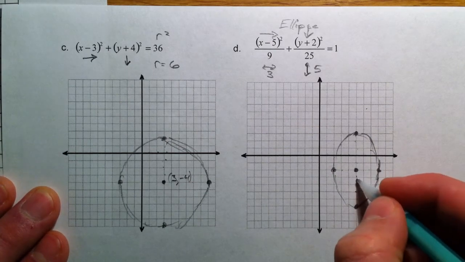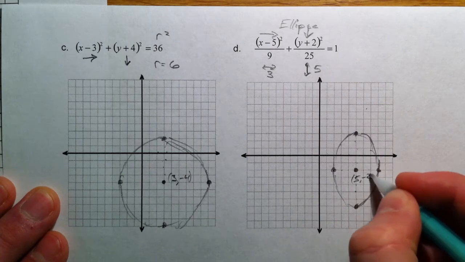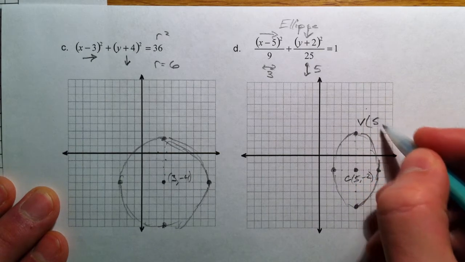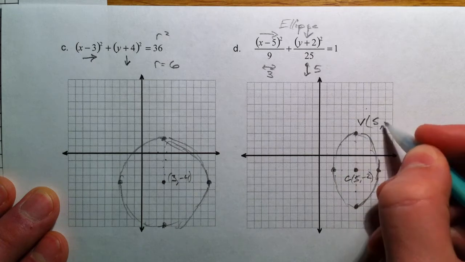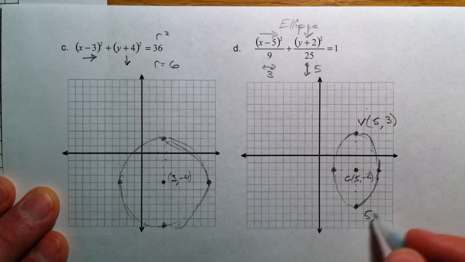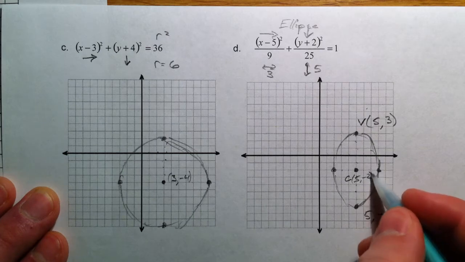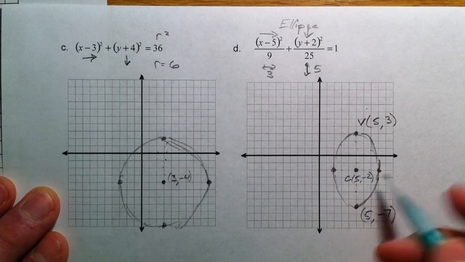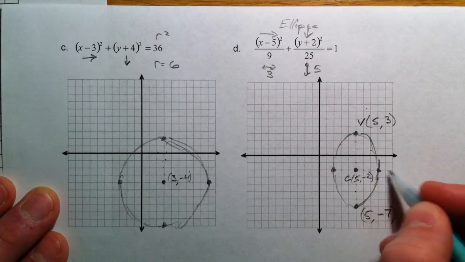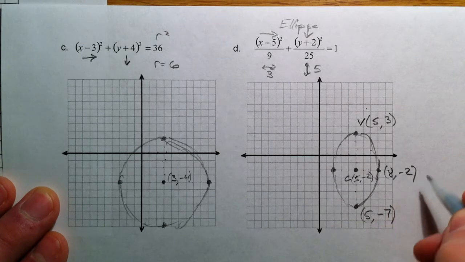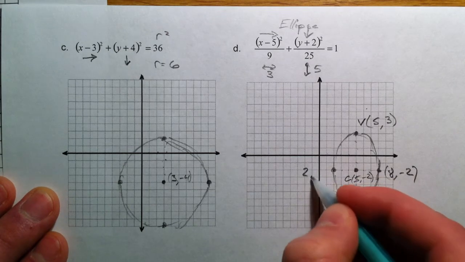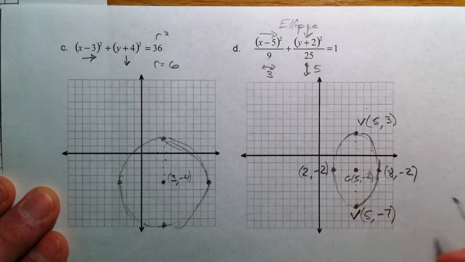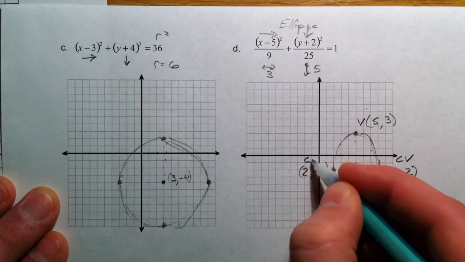So, our center is 5, -2. Our vertices are 5, 3, and 5, negative. We went 5 down from -2, so that's 5, -7. And you can count it out as well. And then 8, -2. And 2, -2. So we call these our vertices, because they're on the end of the longer axis. These are our co-vertices because they're on the shorter axis.